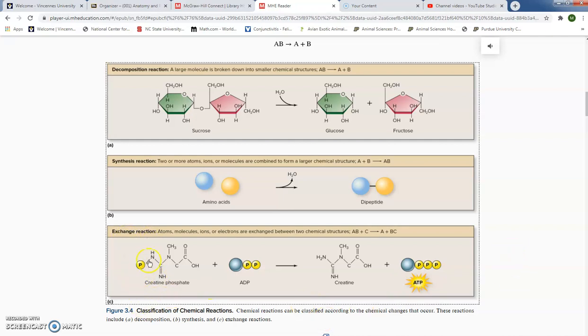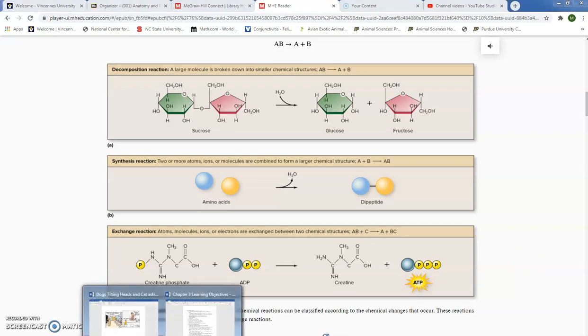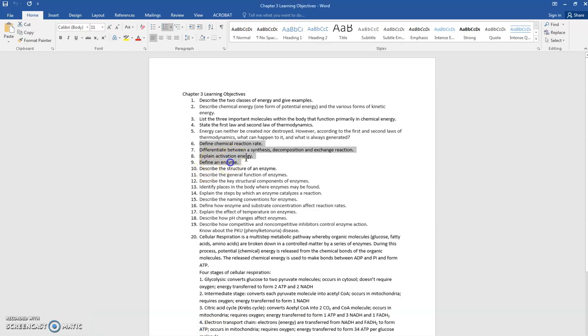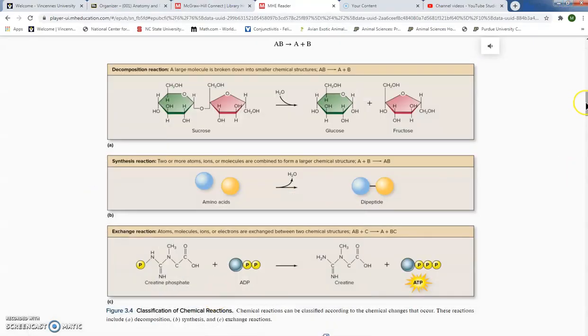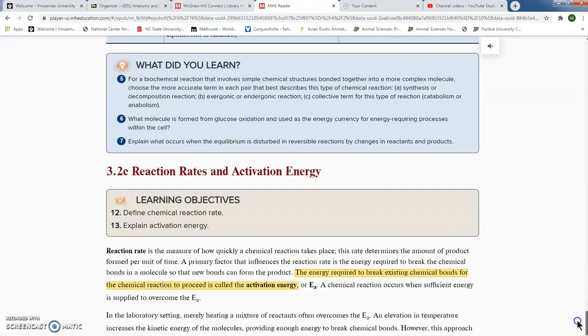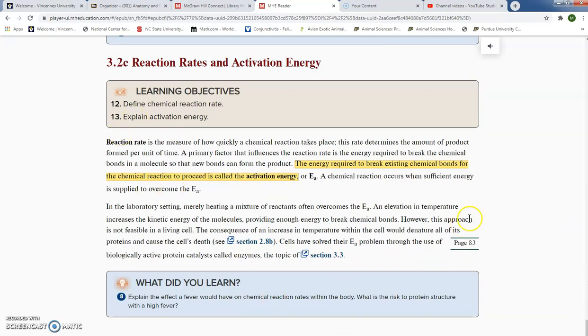So it's just whenever one molecule gives up an atom or part of itself to another molecule, and then you get two different products from that. All right, so those are our chemical reactions, and now the three types that you should be familiar with. And now we'll talk about activation energy and define an enzyme. So at the very bottom here, we have a nice little description of activation energy.